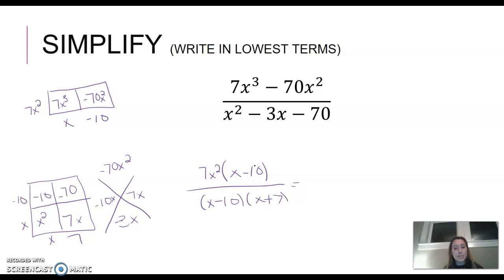X minus 10 and x minus 10 right here. So I've got a big 1 right here. So that's going to simplify to 7x squared times 1 over x plus 7 times 1. And again, because it's times 1, I don't need to write it.